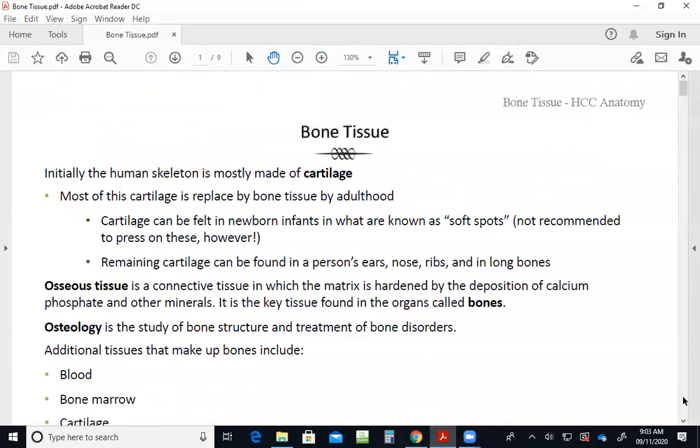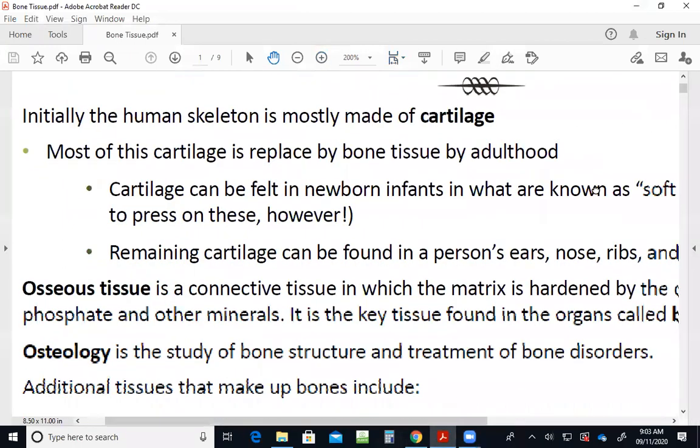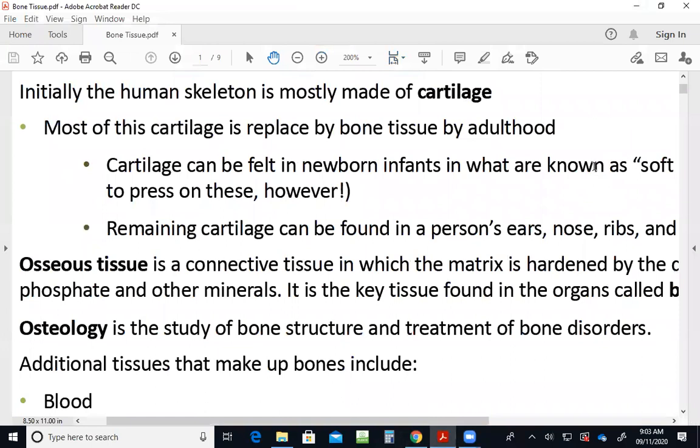All right, well, let's pick up and begin our lecture into the skeletal system. I don't know why the screen is a lot smaller today, it's not showing up big, but it is what it is. I'll just zoom in further.